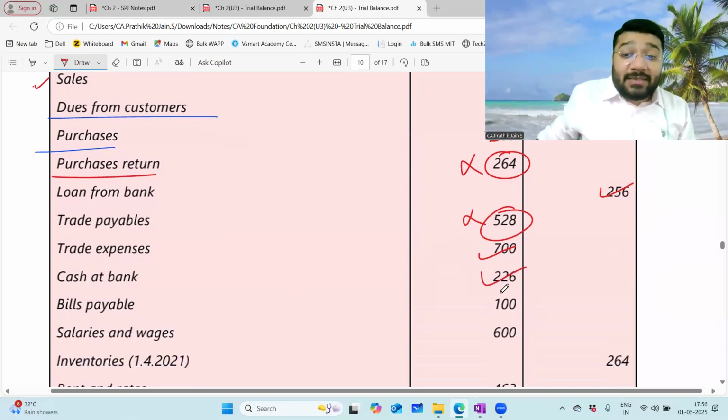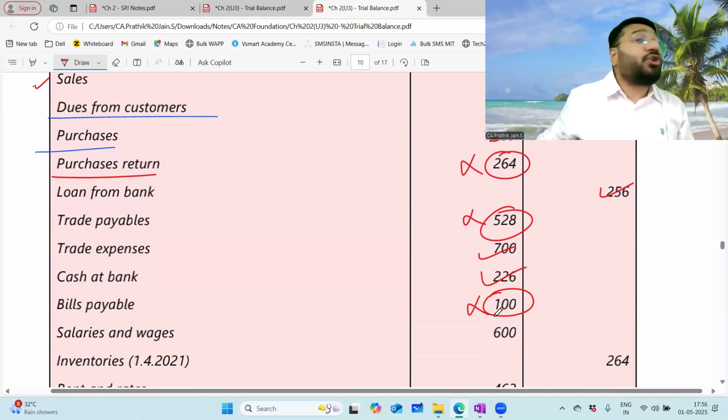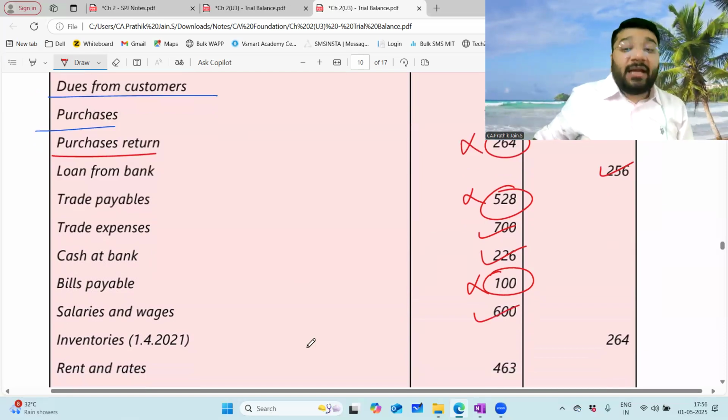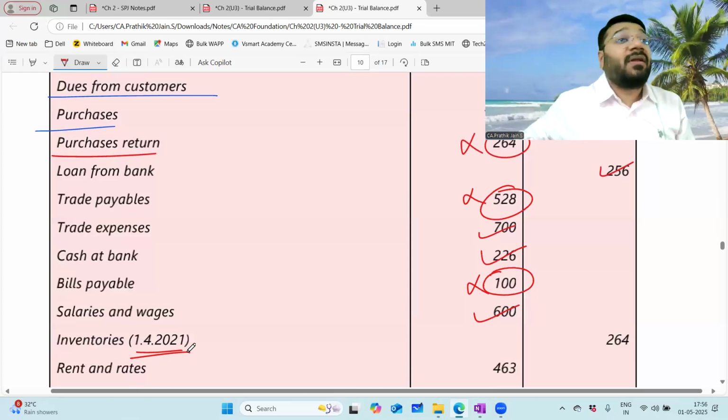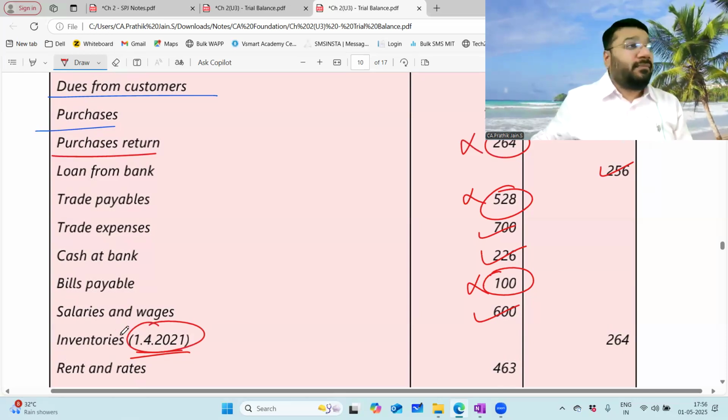Bills payable. Bills payable is a liability. Liability, what balance? Credit balance. Which column? Credit column. Salary and wages: expenses, debit balance, correct. Inventory, 1421. Which financial year? 21, 22. 1421 inventory, opening stock.